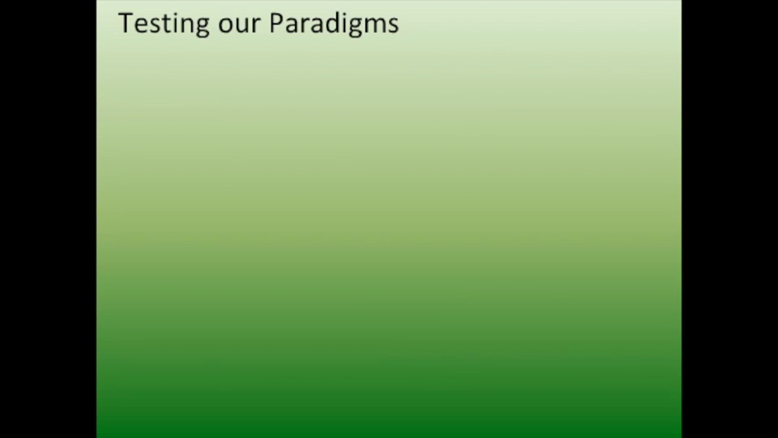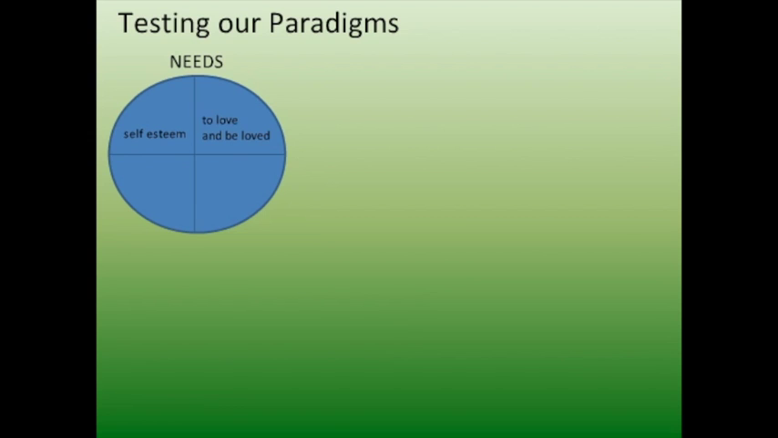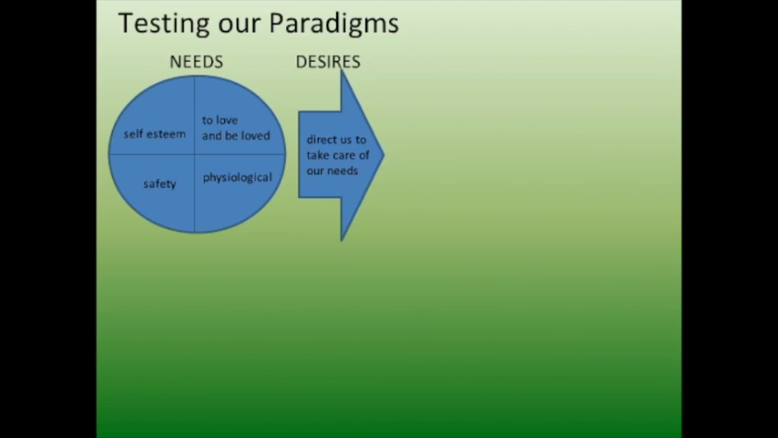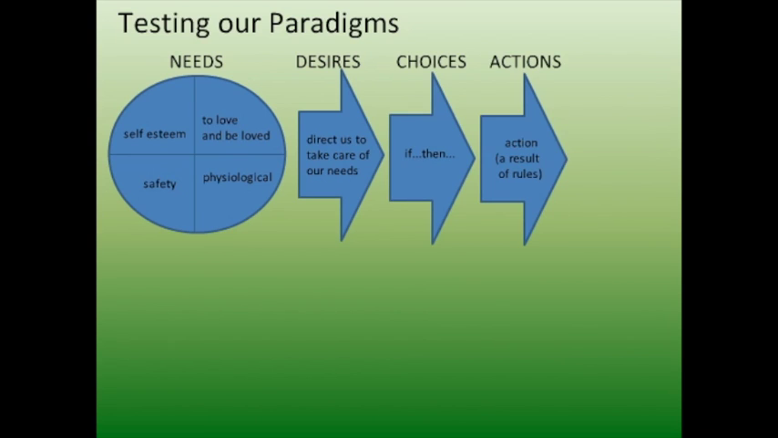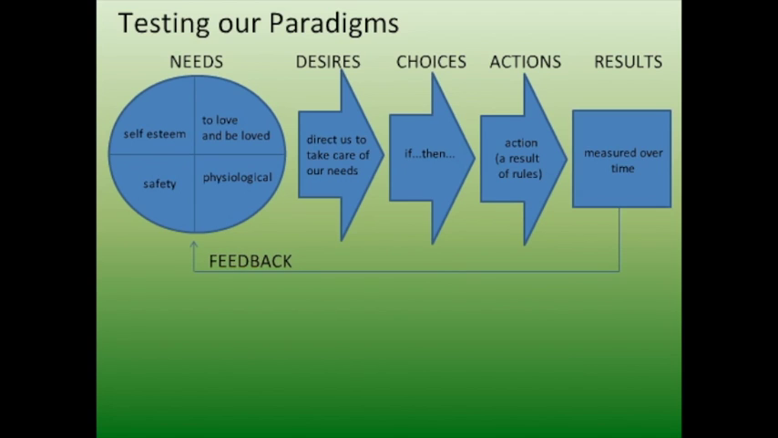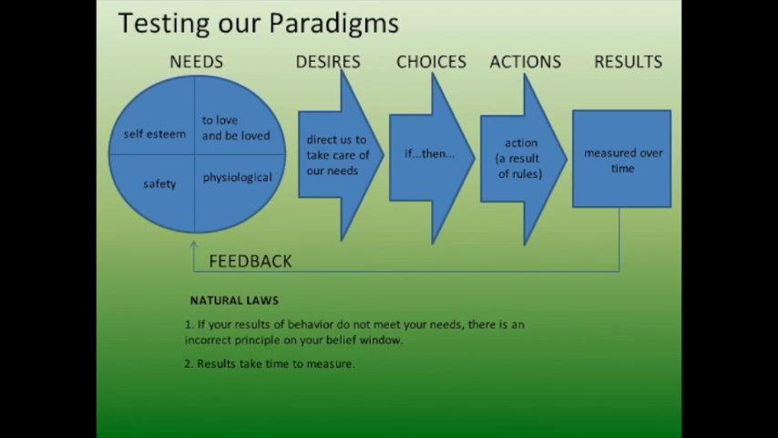Consider your own paradigms. Which are keeping you from seeing things clearly or thinking critically? Your needs like self-esteem, love and belonging, your safety needs, and your physiological needs. Depending on if your needs are met determines the desires you have, which then affects your choices, your actions, and your final results. Measuring your final results takes time. If you see that your behavior is not meeting your needs, take time to re-examine your belief window. Chances are that there is an incorrect principle on your belief window, and that is preventing you from meeting your needs.